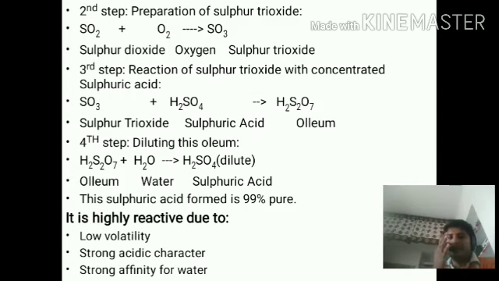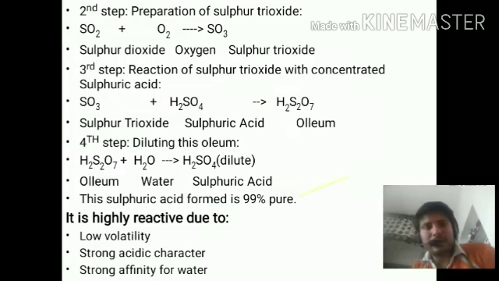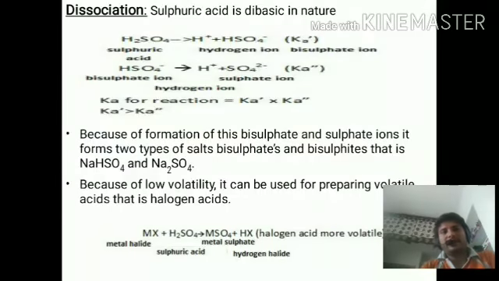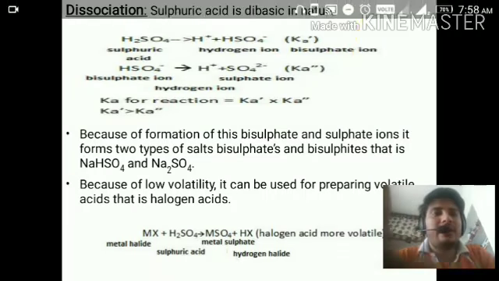Obviously it is sulfuric acid, an acid, so it has a strong acidic character, and it works as an oxidizing agent, and it has a strong affinity for water. And on dissociation, sulfuric acid is dibasic in nature. How can we say it is dibasic in nature? I would like to explain to you.